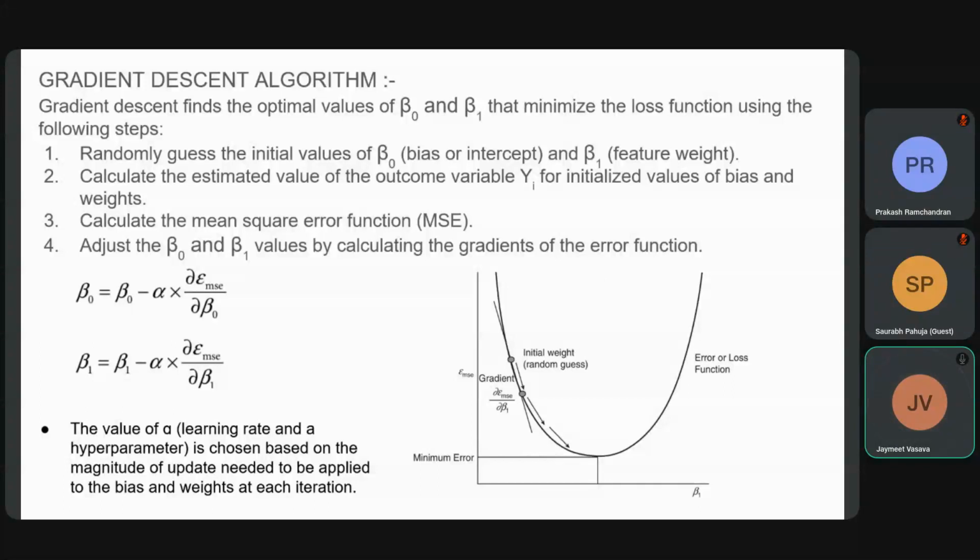The gradient descent finds the optimal values for beta 0 and beta 1 that minimize the loss function using the following steps. Before going to the steps, let's look at the graph first. You can see that the gradient is nothing but the slope. So the slope goes down, and it reaches a value where the error is least, the minimum error that is possible. That minimum error is something we are trying to find.